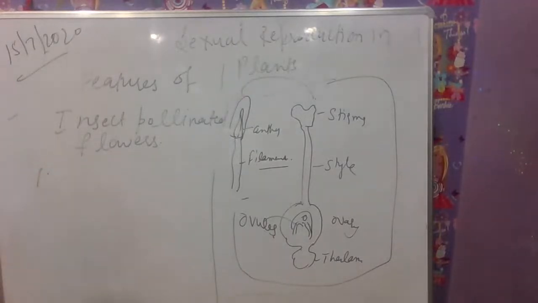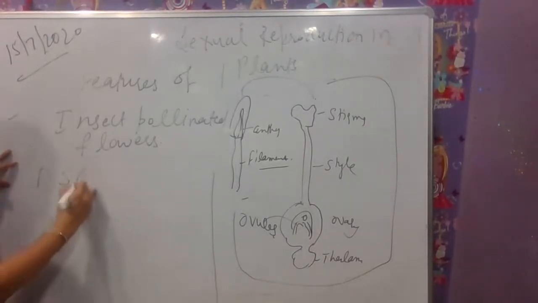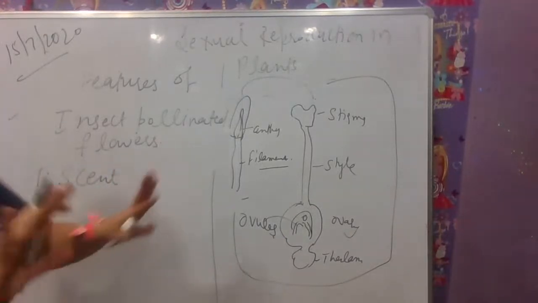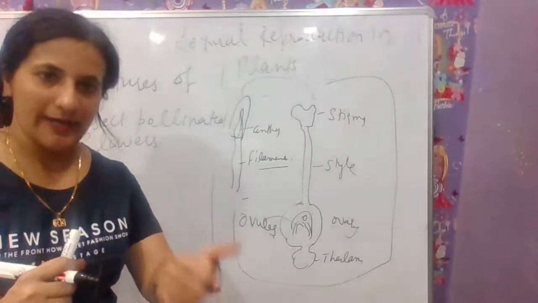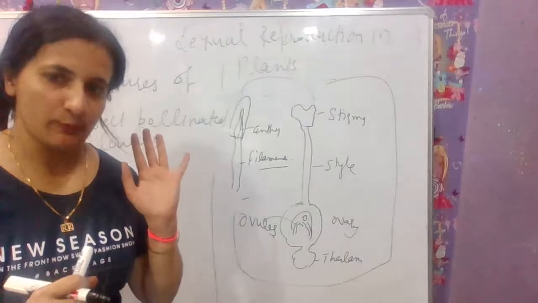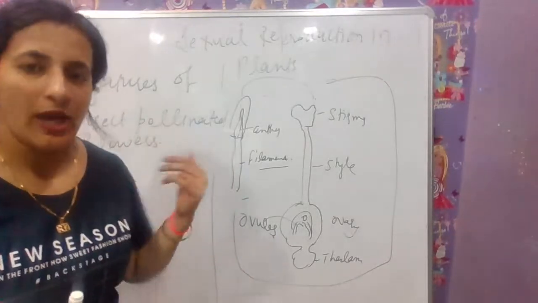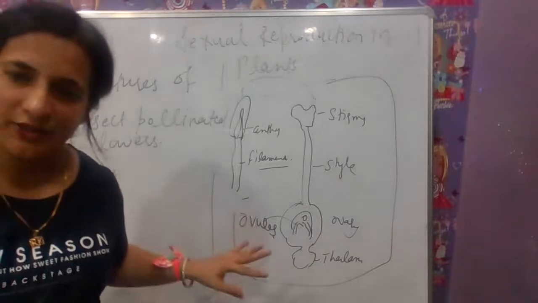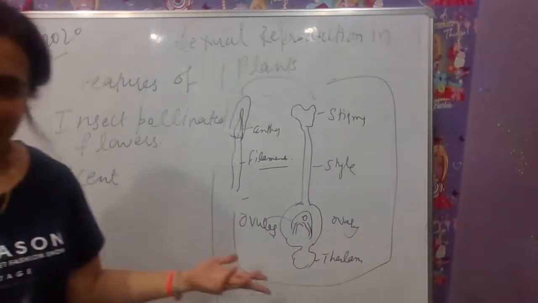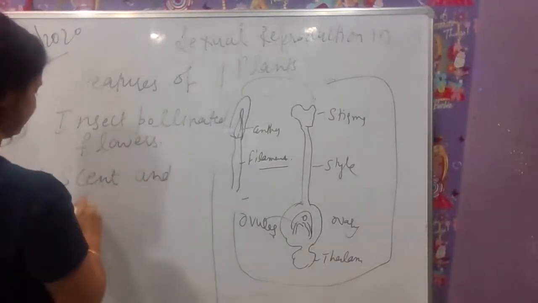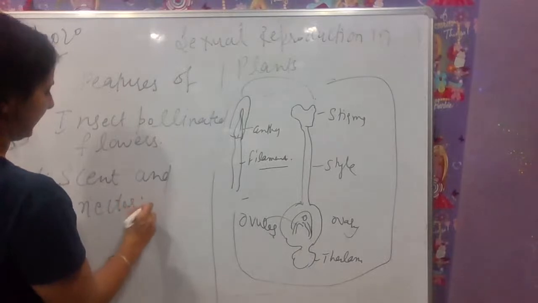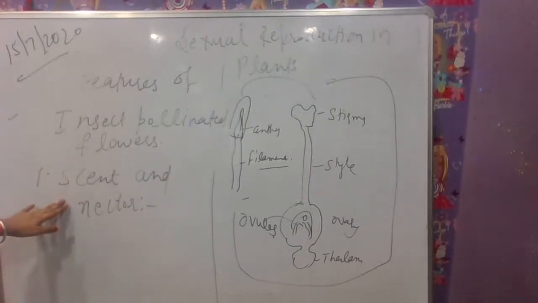First feature is, please note it down: scent and nectar. Don't need to write in full. I just give you the main points. I will discuss it in detail. I will send you revision notes on Facebook posting. You can read them. I just write the main headings, but I will give the explanation in detail. Even in the book it is there. Yes, first point is scent and nectar.